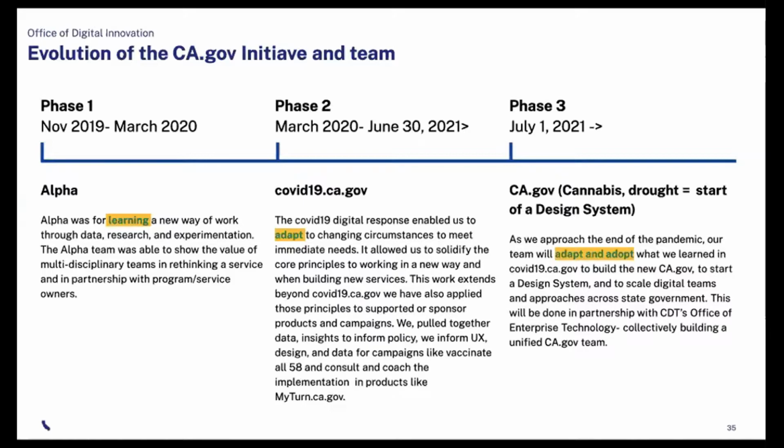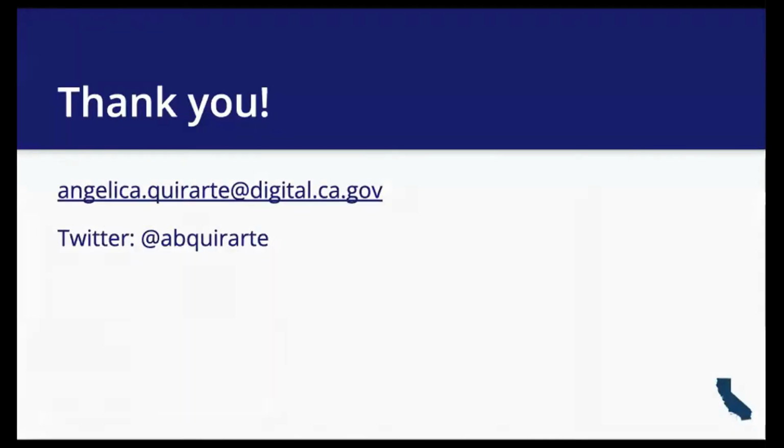We took what we learned from Alpha, because Alpha was for learning, and adapted to the immediate changing needs through COVID. And now that we're post reopening and trying to figure out what life looks like, still in a pandemic, but almost toward the end of it, how can we continue to take the lessons learned from what we've experienced and how to adapt to meet the changing needs during the pandemic and adopt those lessons learned at scale? So our team is working very closely with the Department of Technology, Office of Enterprise Technology, to really reimagine and continue to apply these approaches through a unified CA.gov initiative that will build a design system that will enable our teams to continue to build services that put people at the center of the problems that we're trying to solve for.